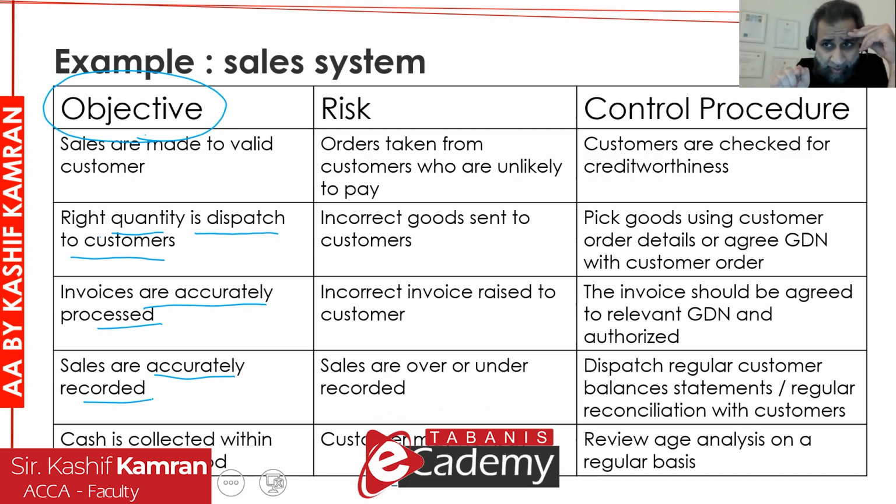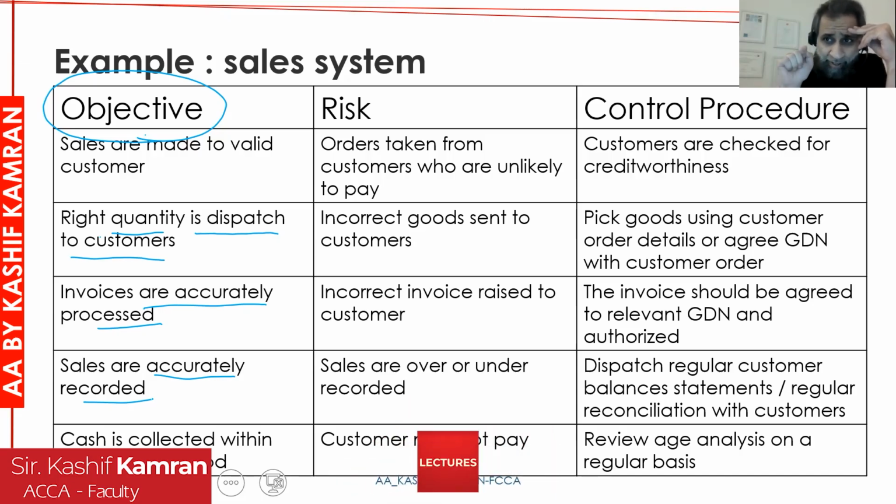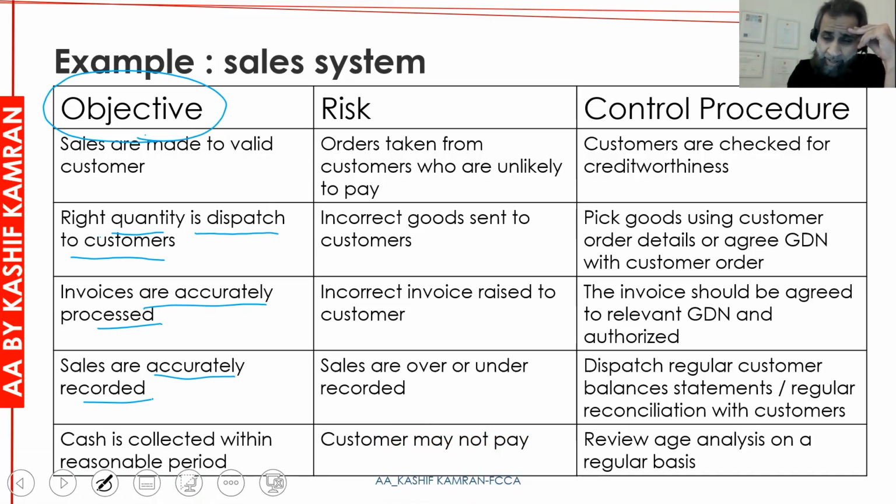Right quantity is dispatched to the customer. Right amount of invoice is raised to the customer. Sales are accurately recorded and cash is collected within a reasonable period. Suppose your credit terms are 30 days. So you should ensure that the cash is collected within 30 days. Otherwise, you're increasing the risk of bad debts.